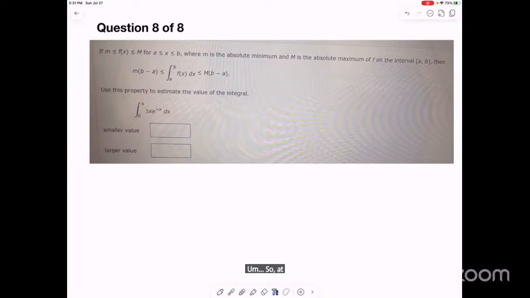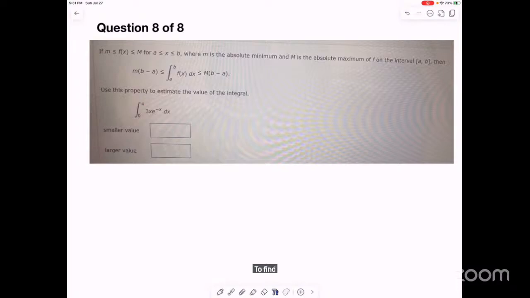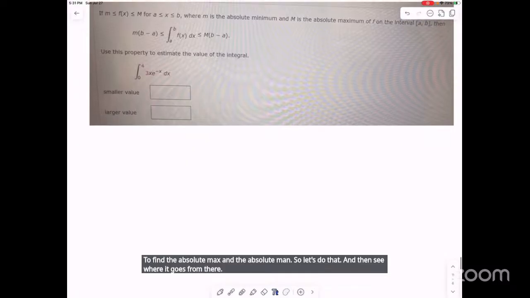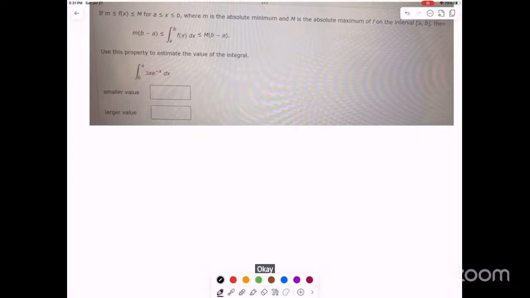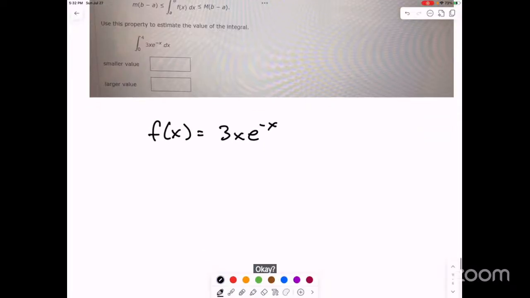At first glance, I was thinking, let's find the absolute max and the absolute min of this function. That would entail taking the derivative, finding the critical values, and then using the endpoints of 0 and 4 to find the absolute max and the absolute min. So let's do that and see where it goes from there. We have f of x equals 3x e to the negative x. Let's take the derivative and find the absolute max and absolute min.